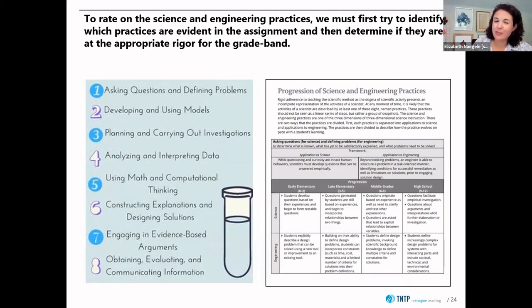Just to give you a hint, when I'm looking for practices, I often look at what the question stems are that kids are being asked. If it's an open question or a closed question: if it's an open question, it tends to be more closely aligned to one of these 8 practices.